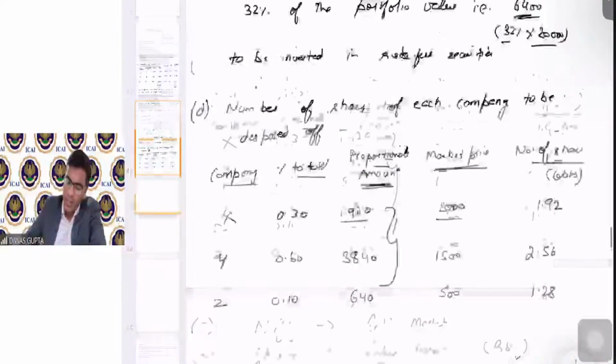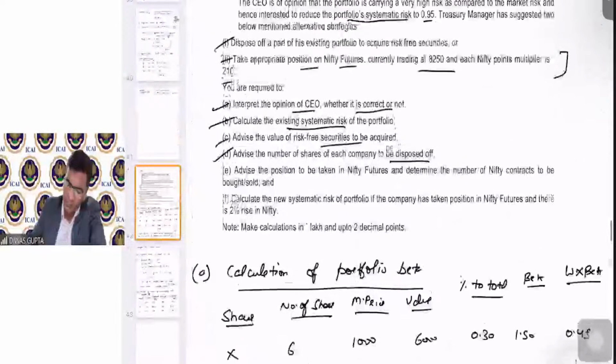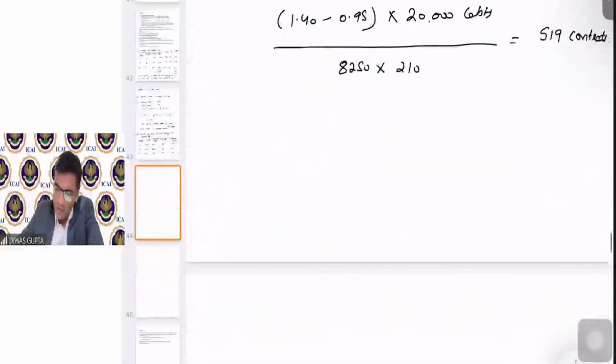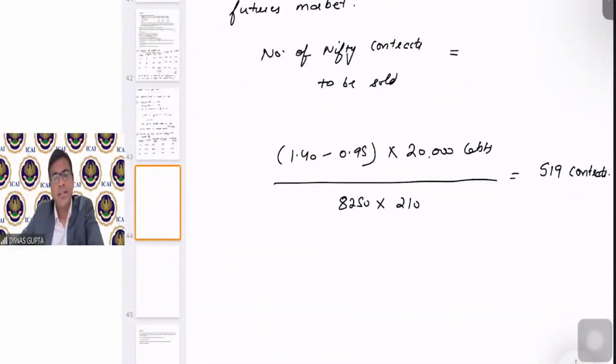Then the last part of the question: calculate the new systematic risk of the portfolio if the company has taken position in Nifty futures and there is a 2% rise in Nifty. Now they are saying that after they have taken 519 contracts that you have suggested as short sold, the Nifty has risen by 2%. You let us know what is the impact. We will be able to tell.